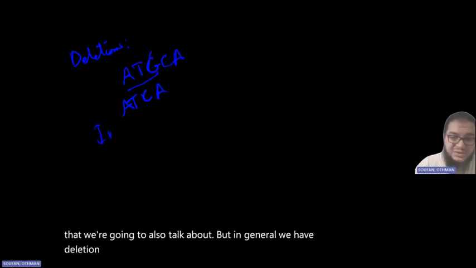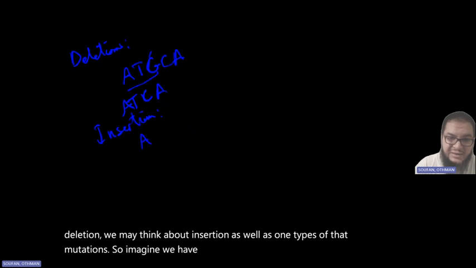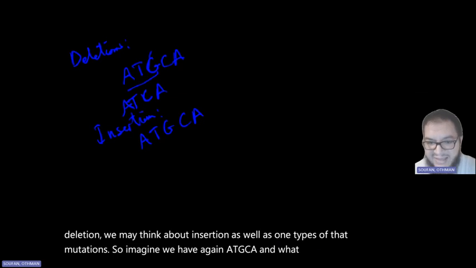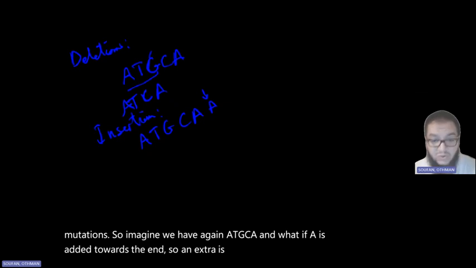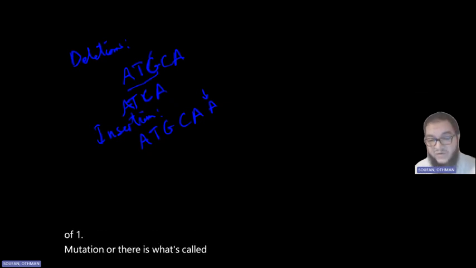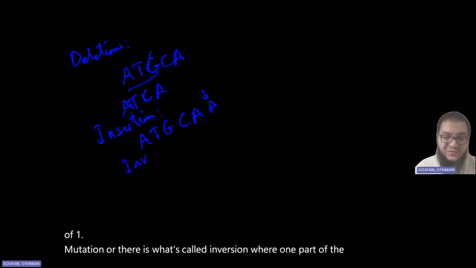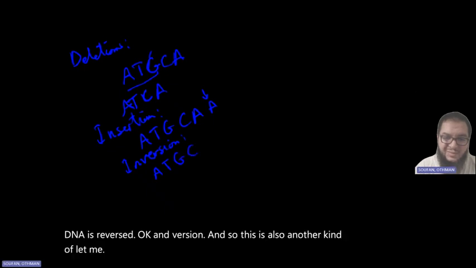We may think about insertion as well as one type of mutation. So imagine we have, again, A, T, G, C, A. And what if an A is added towards the end? So an extra A is added here. That is also one kind of mutation. Or there is what's called inversion, where one part of the DNA is reversed, okay, inversion. And so this is also another kind of mutation. Let me put this example again.